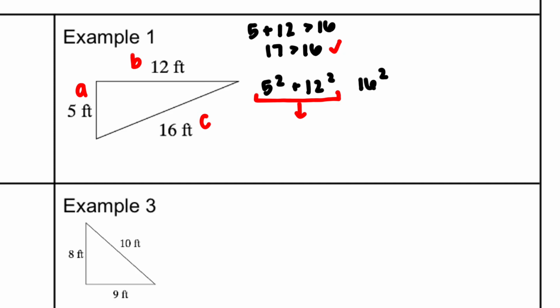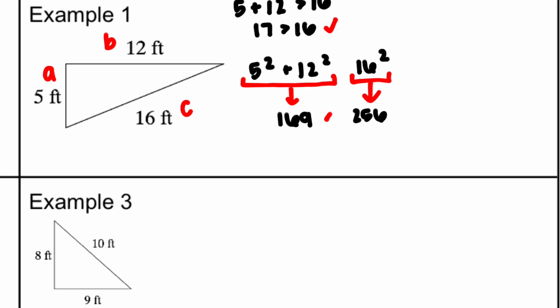And when you plug that in, you get 169. You're going to do the same thing with the right side. We're going to plug in 16 squared. And when you do, you end up with 256. So we need to compare 169 to 256, and we need to see if it's less than, greater than, or equal to 256, and 169 is less than.